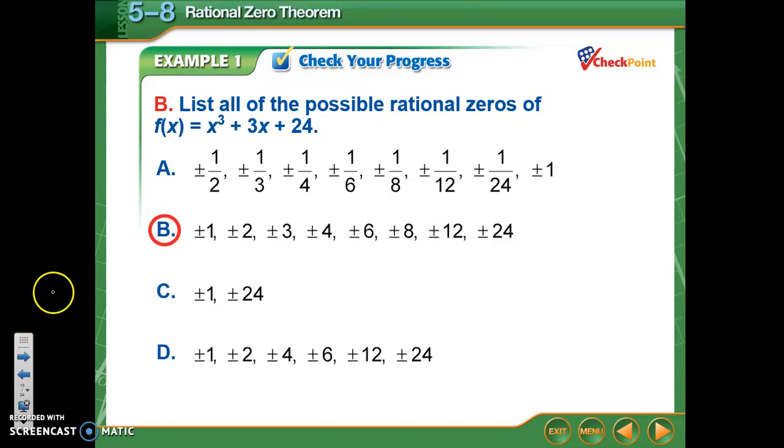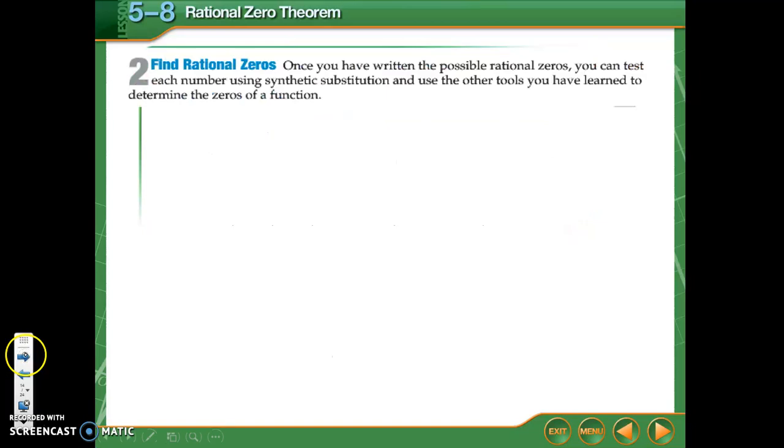All right, the answer here is B. Since my leading coefficient is 1, p over q is just going to be the same as p, because that 1 will not change anything. So my possible rational zeros are all of the factors, positive and negative, of 24.